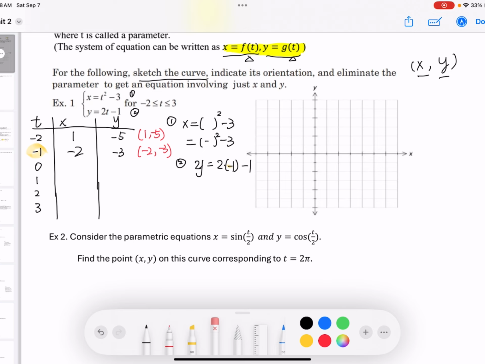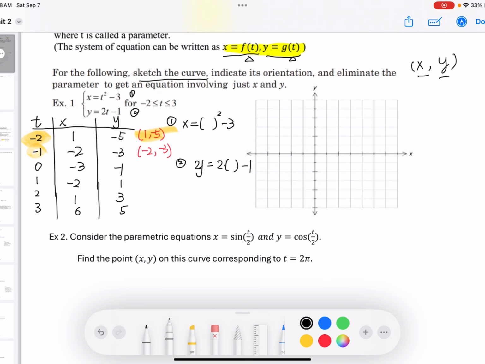I can erase this. Let's use this formula to find more x and y values based on the increasing t. So I have (-2, -3), (-3, -1), (-2, 1), (1, 3), and (6, 5). The first point, or the initial point, is t equals -2. So the first point is (1, -5).